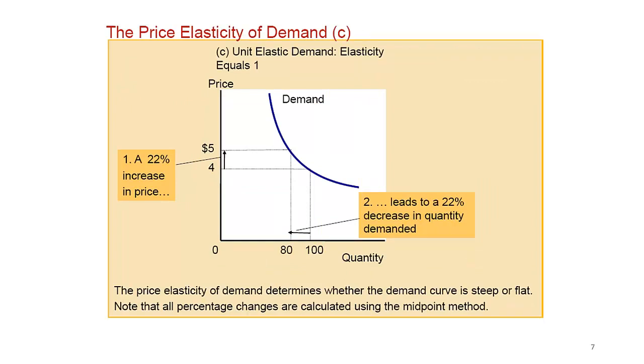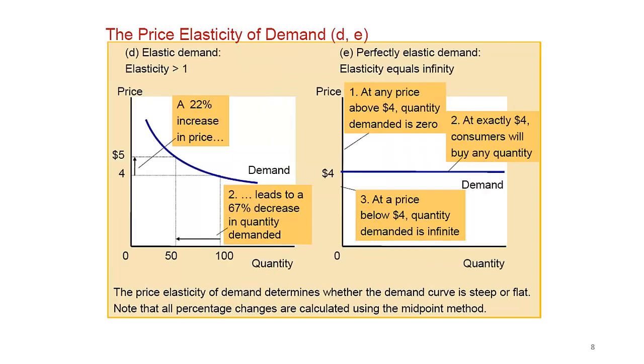This is a case of unit elastic, where at $4, 100 units are demanded, and at $5, 80 units. So a 22% increase in price leads to exactly a 22% decrease in demand, so elasticity is equal to 1. We have elastic demand, which means as price increases from 4 to 5, quantity decreases from 100 to 50. That means a 22% increase in price leads to a 67% decrease in quantity demanded. A small change in price leads to a huge change in quantity demanded, which is elastic demand.